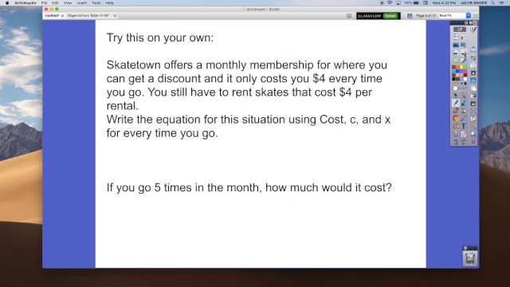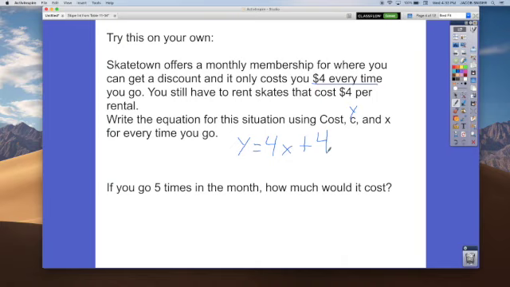What about this one? Skate Town offers a monthly membership where you can get a discount, and it only costs you $4 every time you go. You still have to rent the skates that cost $4 per rental. Write an equation using cost C and X for every time that you go. So what would the equation be? Well, I could use C or I could use Y. Let's say I just use Y. Y equals, how much does it cost every time you go? $4 per how many times you go, right? Plus the $4 to rent the skates.